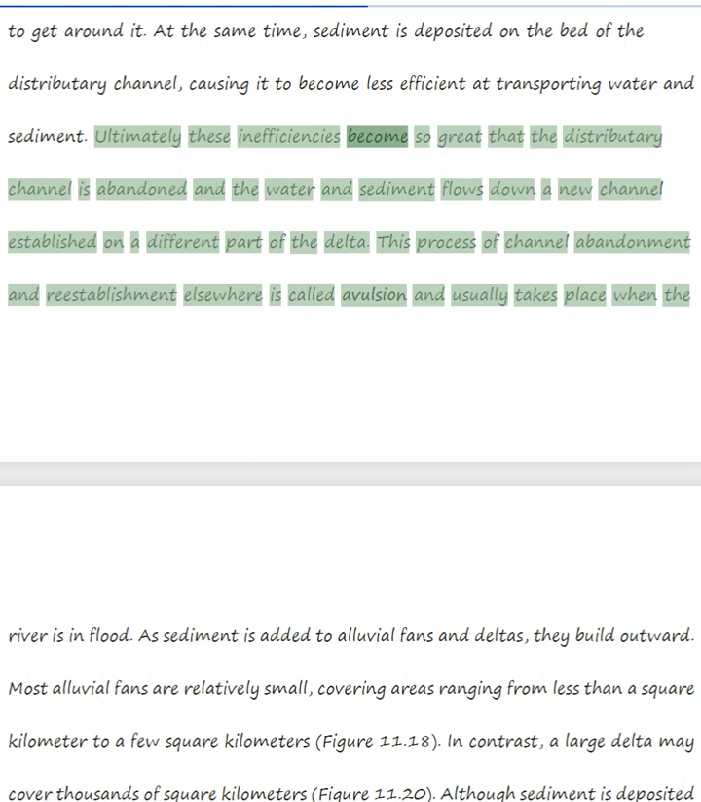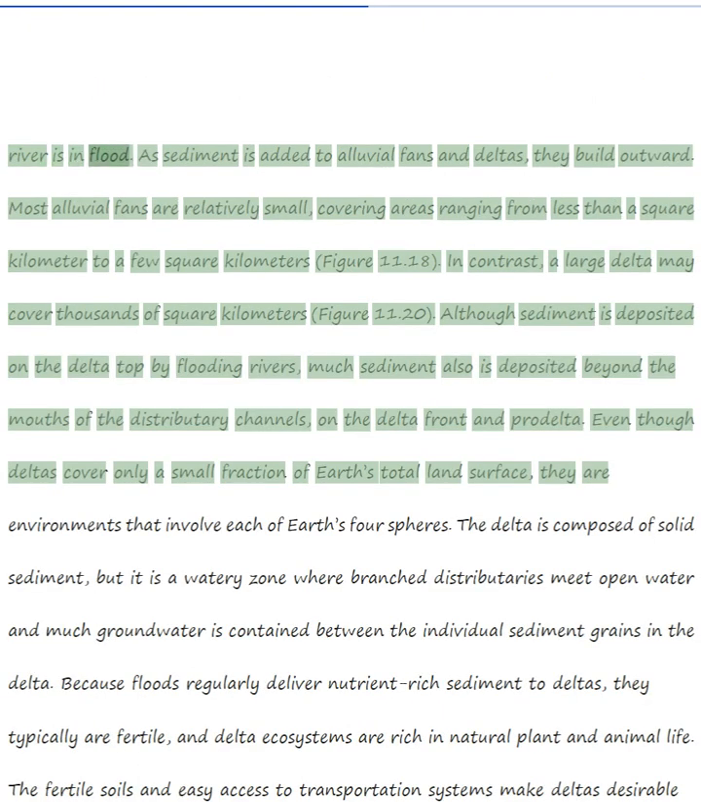Ultimately, these inefficiencies become so great that the distributary channel is abandoned and the water and sediment flows down a new channel established on a different part of the delta. This process of channel abandonment and re-establishment elsewhere is called avulsion and usually takes place when the river is in flood. As sediment is added to alluvial fans and deltas, they build outward. Most alluvial fans are relatively small, covering areas ranging from less than a square kilometer to a few square kilometers. In contrast, a large delta may cover thousands of square kilometers.